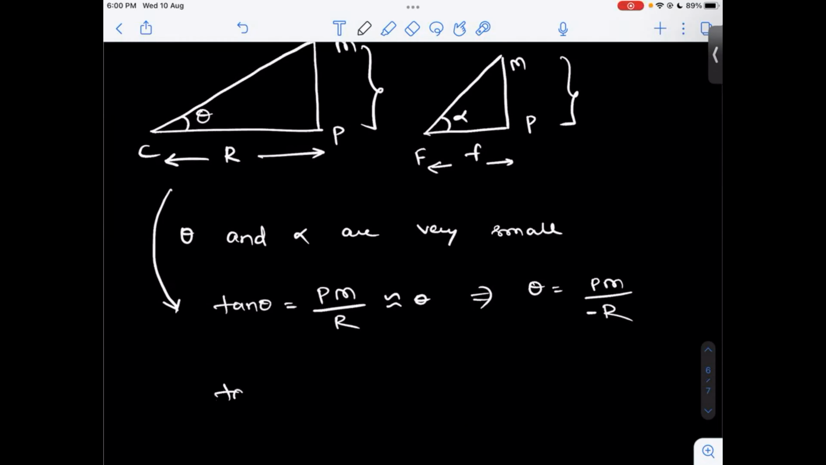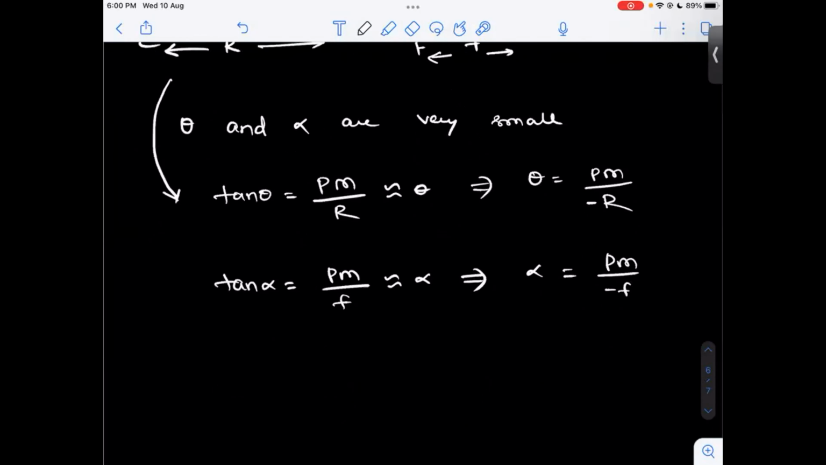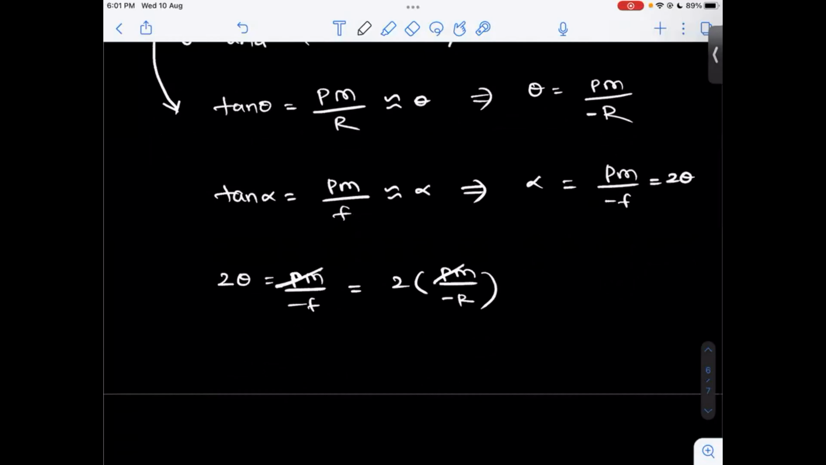In a similar context, tan alpha will be equal to PM divided by f, which is approximated to alpha itself, which implies alpha is equal to PM divided by minus f. But what is alpha? This is 2 theta. So 2 theta is equal to PM divided by minus f, which is equal to 2 into, what is the value of theta, PM divided by minus R. PM and PM will get cancelled, minus and minus are gone, which implies f will be equal to R divided by 2.